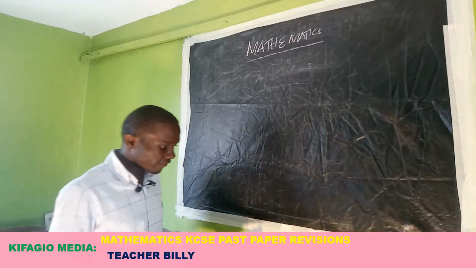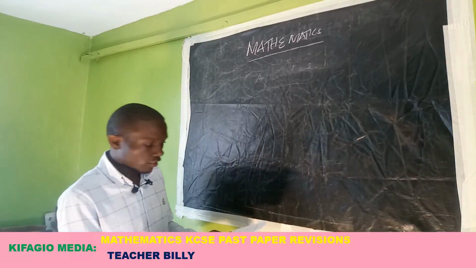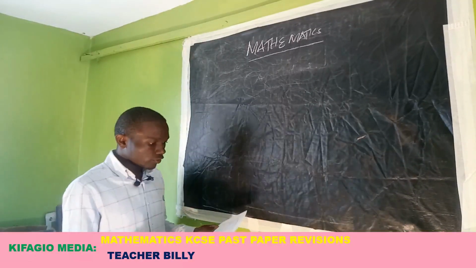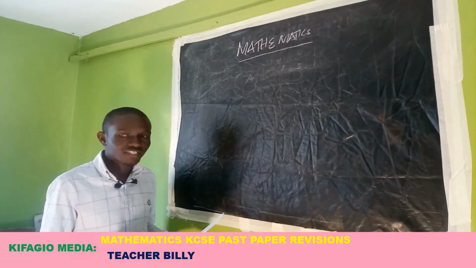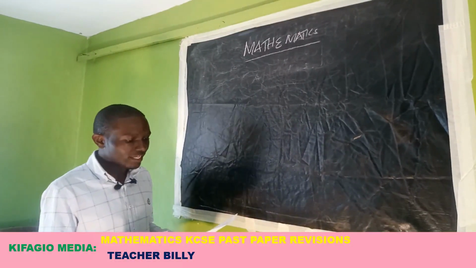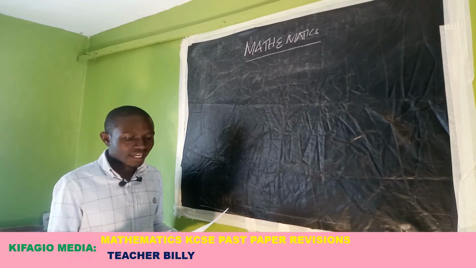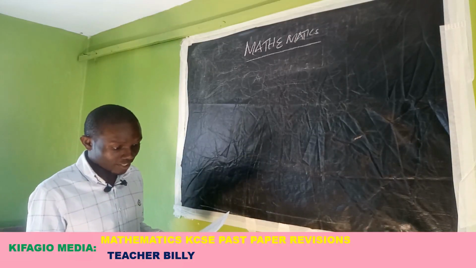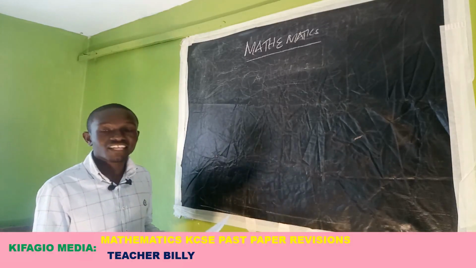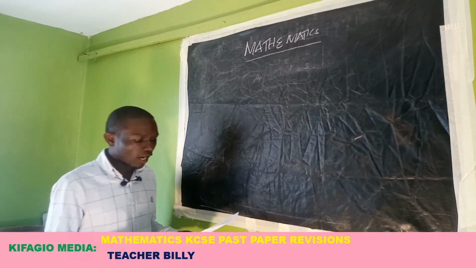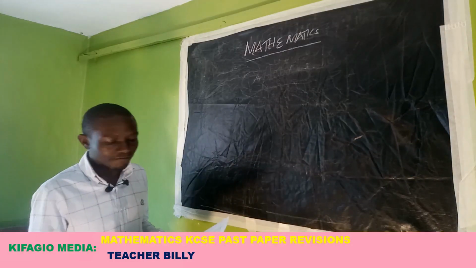Now, the first question: two people, X and Y, have goats. X has more goats than Y. If Y gives X one of his goats, X will have twice as many goats as Y. And if X gives Y one of his goats, they will have an equal number of goats. How many goats does each have?